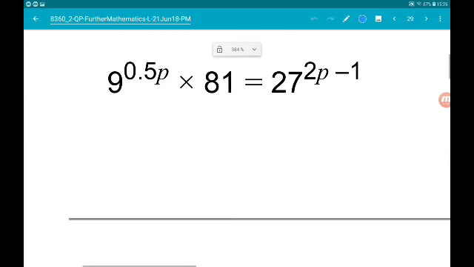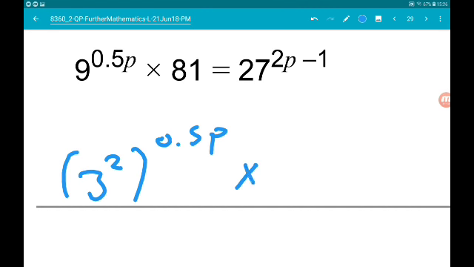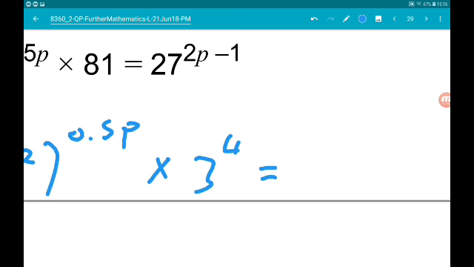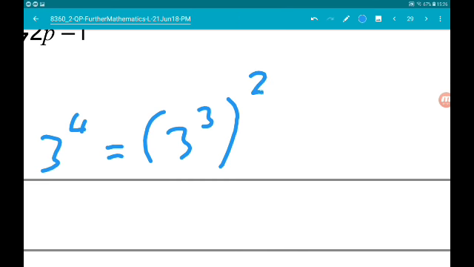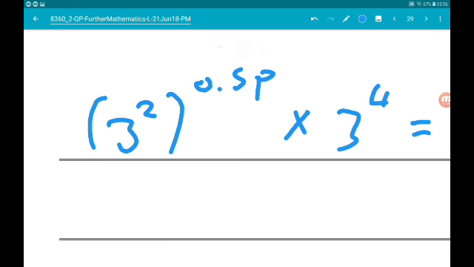So 9 is 3 squared. So we've got 3 squared to the 0.5p times 81 is 3 to the power of 4, and 27 is 3 cubed. So now everything is in terms of 3. We can sort out the indices.